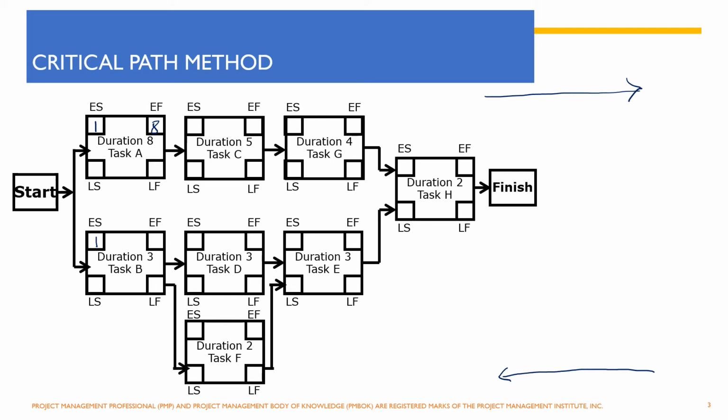Earlier start date for activity C would be 9, because activity A gets over on 8th and it requires 5 days to complete. So earlier it can be finished is 13th. Now activity G can start on 14th and it requires 4 days.